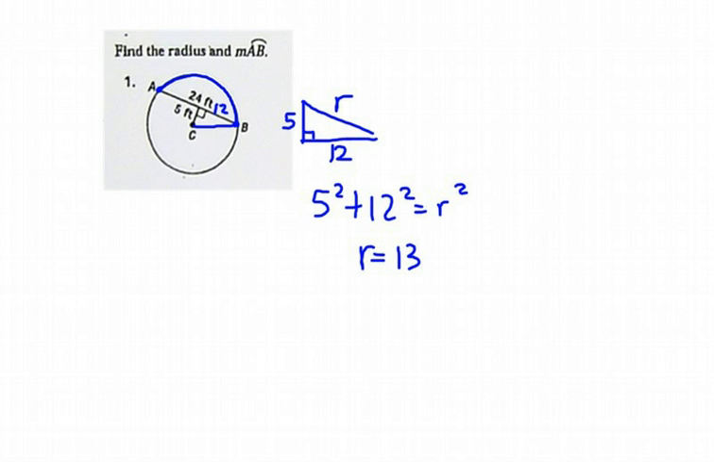Now, to find the measure of that whole arc, I would need to know the whole central angle. So what I'm going to do is I'm just going to find one of those angles. And then whatever I get, I can double it. And I'm going to use trig for that. Remember, to find an angle, we use inverse. And I've got opposite and adjacent. So I'm going to use inverse tan. 12 divided by 5.